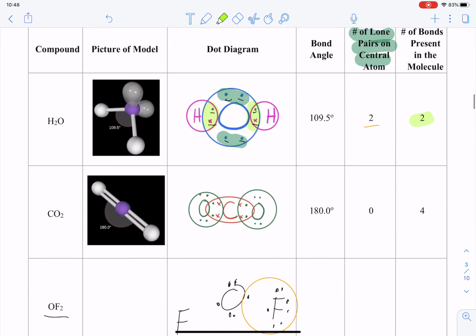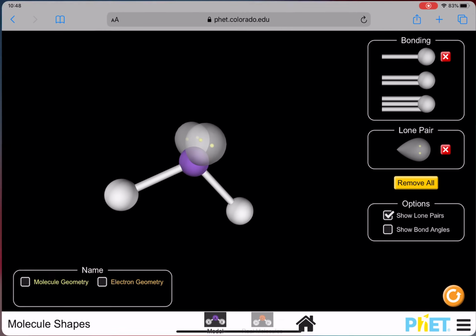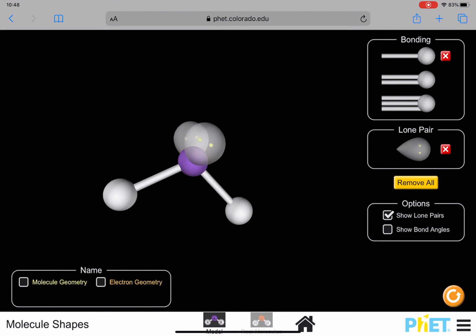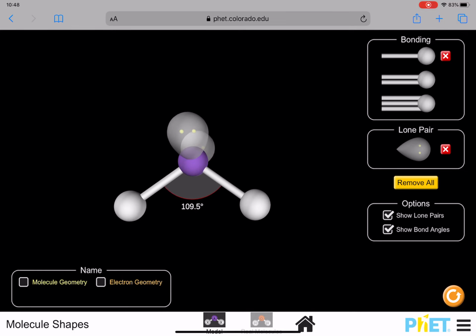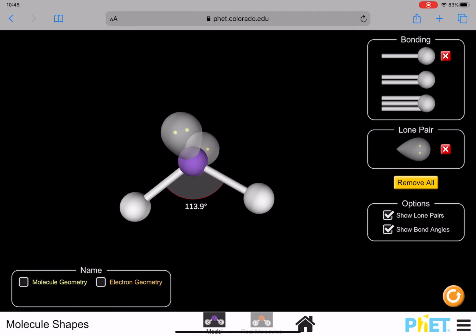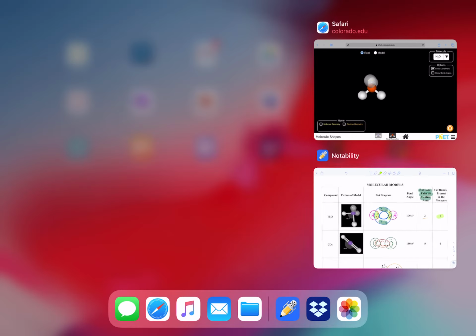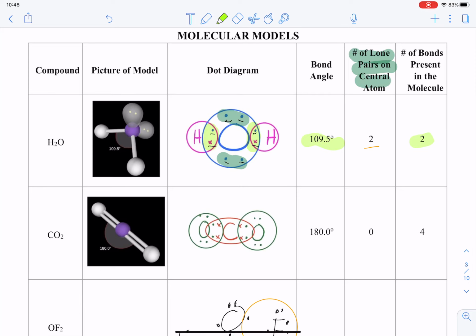One last thing, it says to write in the bond angle. You might be wondering how you can do that. It's very simple. You just go back to the simulation and say show bond angles. So here we have 109.5, and no matter how you move it, it's going to always be at 109.5. So you'd go back and fill that in here. Now that's how you do water.